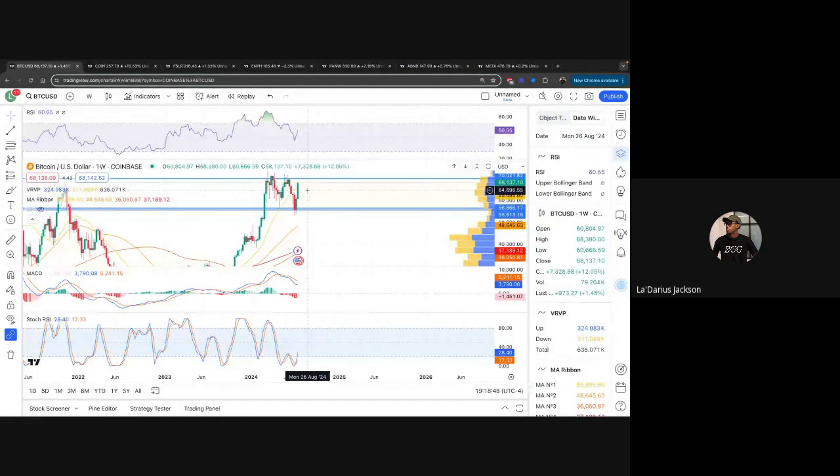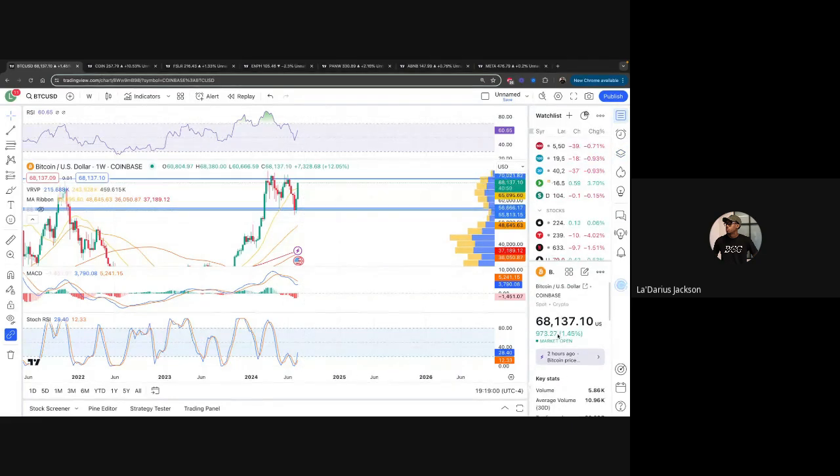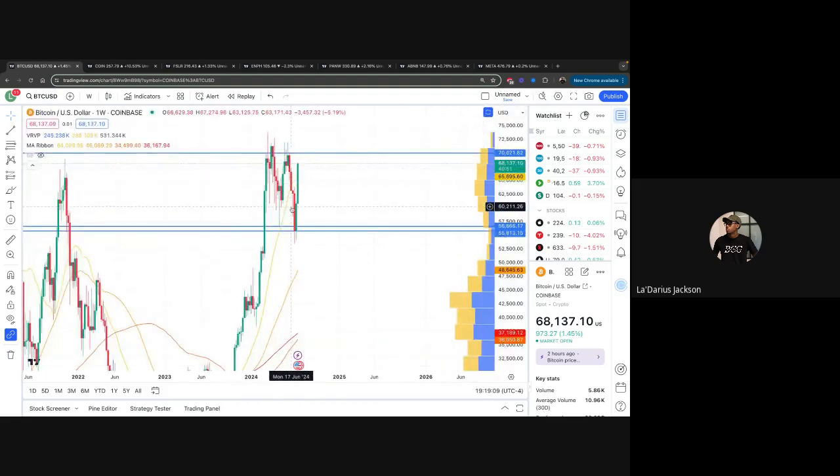So this is the weekly. This is where I'm looking at Bitcoin. This is why I'm saying I think Bitcoin could go to 75K. Right now, it is at 68K, which is doing pretty good. It's up almost $1,000 on the day since the day started. And if we zoom in, we can get a better picture here. So this green candle right here is still building itself out.